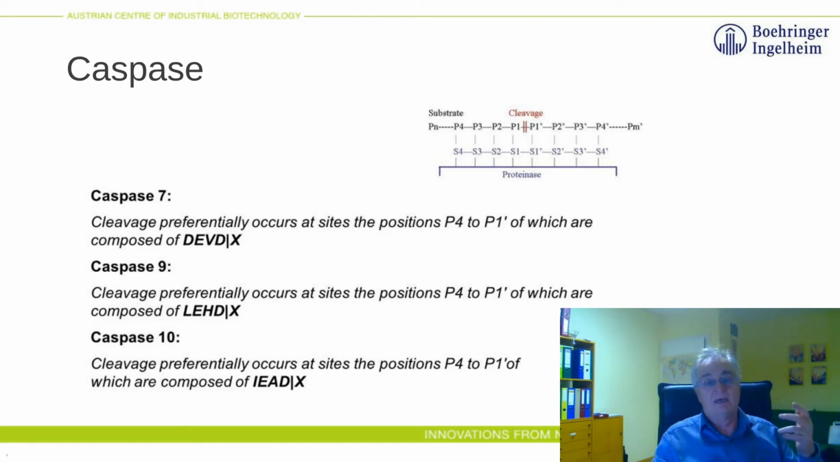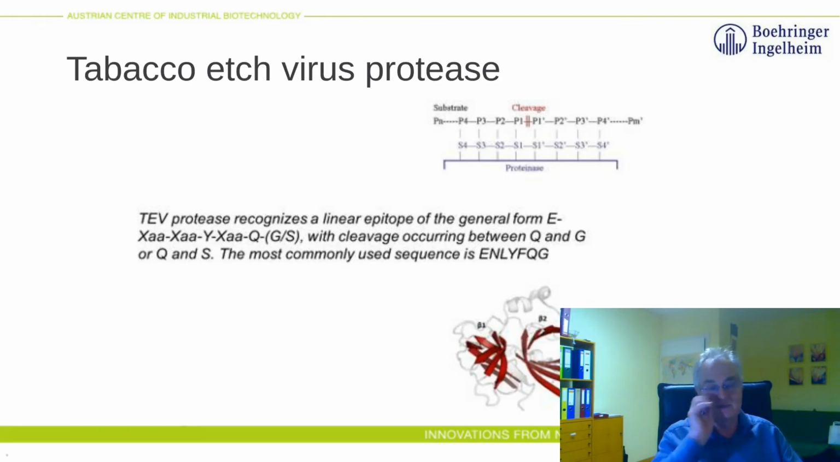You have to overexpress them in E. coli, in a prokaryotic system, because the caspases are induced upon cell death. So they cannot be produced in eukaryotic production strains. A very common enzyme is the tobacco etch virus protease, the TEV protease.